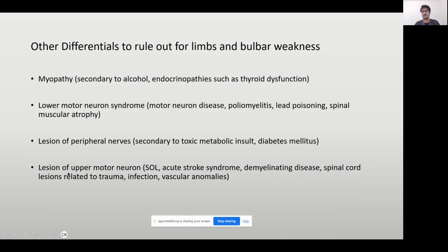And of course, a lesion in the upper motor neuron, for example, a space-occupying lesion, acute stroke syndrome, demyelinating disease, infection, vascular anomalies, were very last in my differentials. I was keeping these differentials as well because the patient was having bulbar weakness apart from the limb weakness.